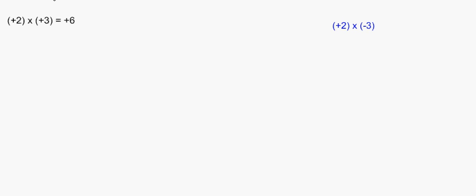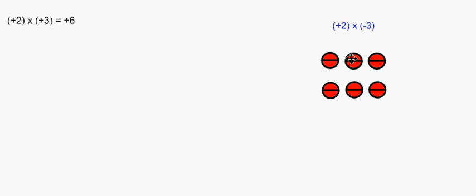I'm going to leave my questions up here on the left hand side so we can see them later. And our new question is positive 2 times negative 3. Using this groups of idea, I'm going to add 2 groups of negative 3. And there they are. I have 2 rows, one row of negative 3, another row of negative 3, for a total of negative 6. So positive 2 times negative 3 is negative 6.